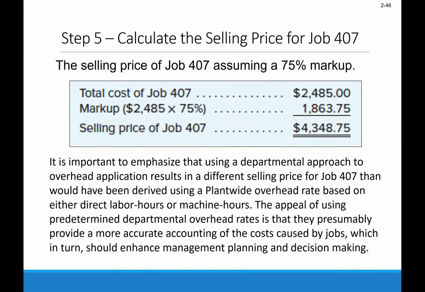Here they're focusing on the departmental approach. Instead of using one overall application, we are using predetermined overhead rates based on the department, which would make it more accurate in assigning cost to various jobs. It makes sense.